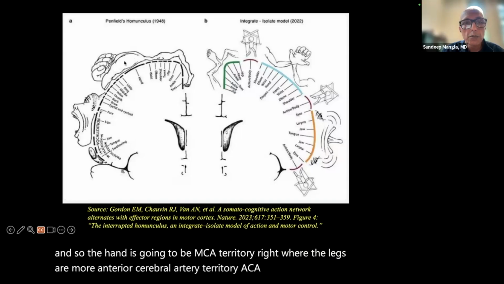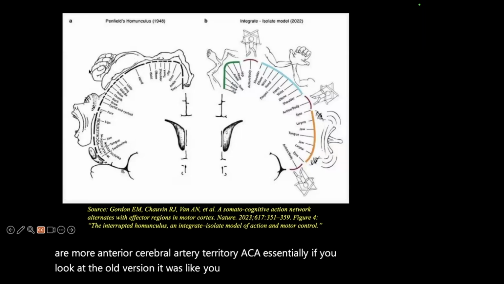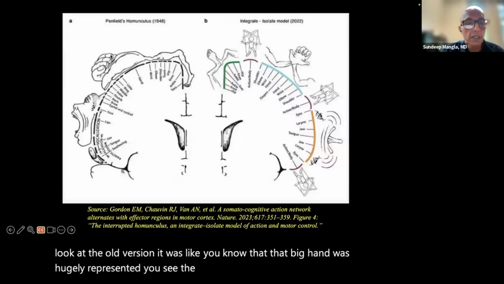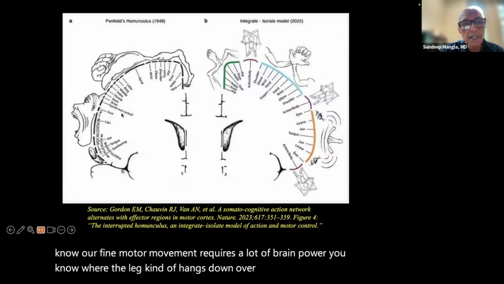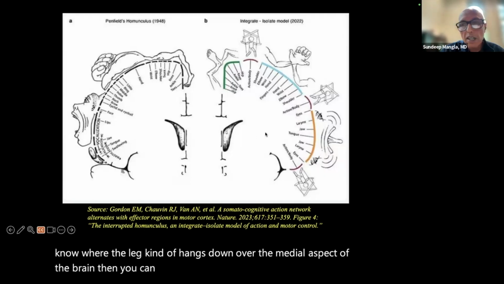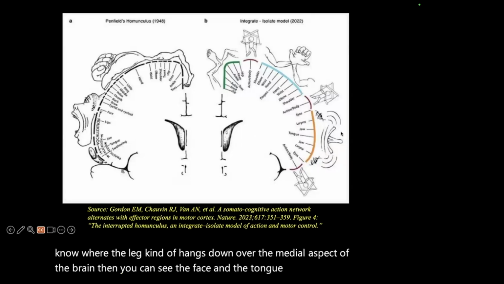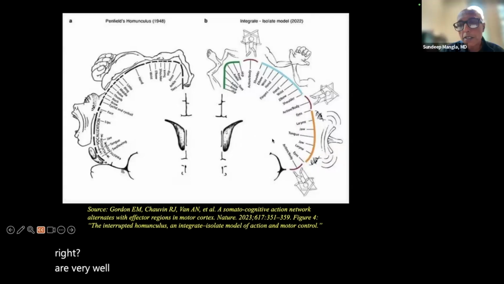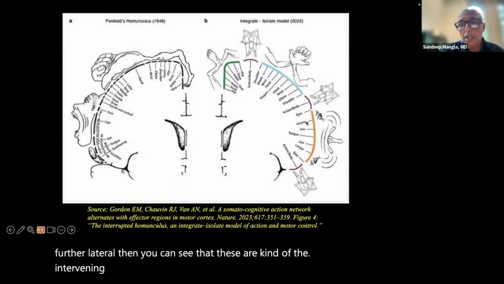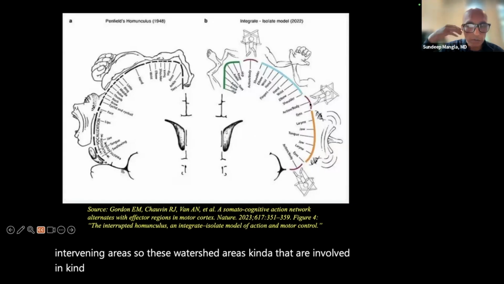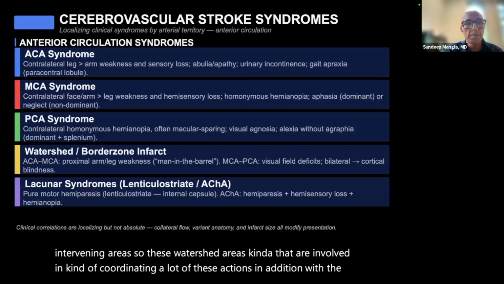Essentially, if you look at the old version, the big hand was hugely represented. You see the big thumb, the big fingers. Our fine motor movement requires a lot of brain power, where the leg kind of hangs down over the medial aspect of the brain. And then you can see the face and the tongue are very well represented, very important. And a little bit further lateral, you can see these are the intervening areas, those watershed areas, that are involved in coordinating a lot of these actions, in addition with the posterior fossa and the cerebellum.